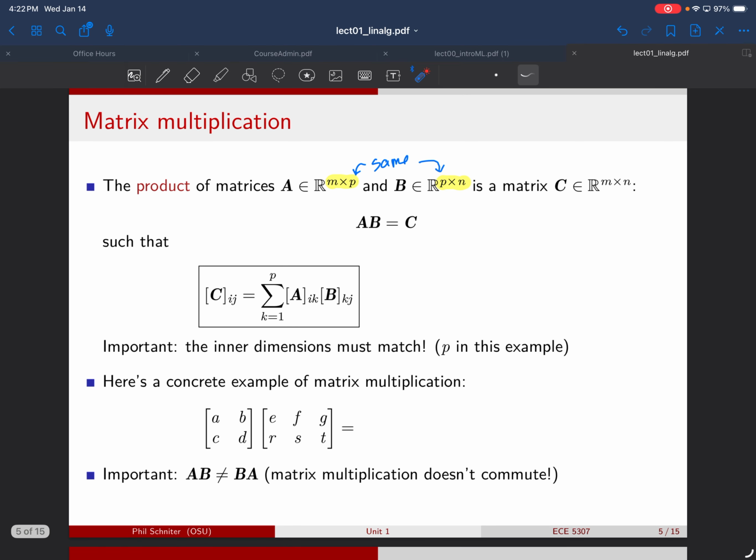So if we're looking for the main equation behind matrix multiplication, we could say it this way. So this would be the ith row and kth column of A. This is the kth row and jth column of B. Here you can see that the inner dimension is the same, and we are summing over that inner dimension. To see this perhaps more concretely, we could look at this example down here.